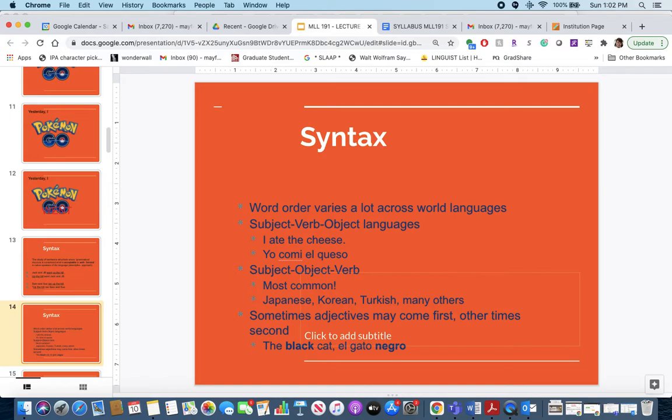But the most common syntax that we have is subject, object, verb. So you'd have whatever subject is, you'd have the object, and then you have the verb at the very, very end. Japanese, Korean, Turkish, many others are this way. I think German is also this way. Sometimes the adjectives may come first, other times second, right? So we would say the black cat in English, but el gato negro in Spanish.